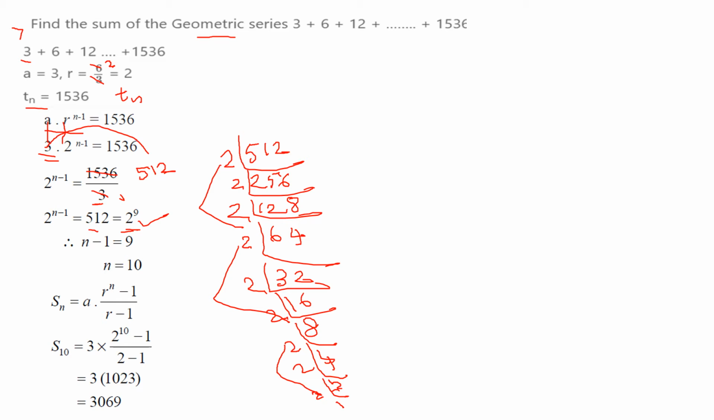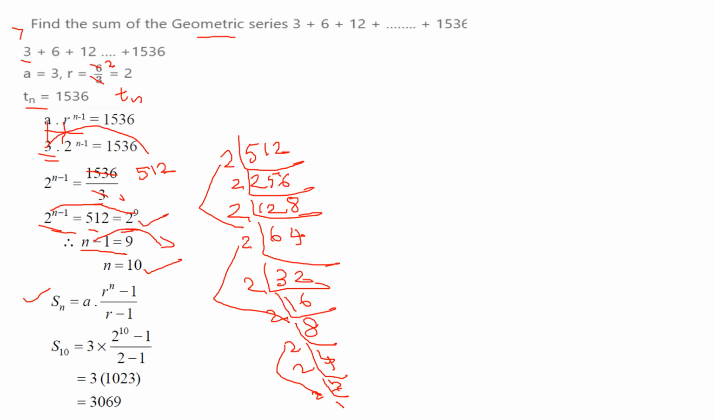So 2 to the power 9. Here the base is equal, so the powers you can equate. So n minus 1 equal to 9. Minus 1 will go to the right hand side, plus 1. So 9 plus 1, n is 10. So here R is what? 2. R is 2. 2 greater than 1. So you can use this formula: Sn equal to A into R power n minus 1 by R minus 1. Here we will find S10. So S10 equal to 3 into 2 to the power 10 minus 1 by 2 minus 1.